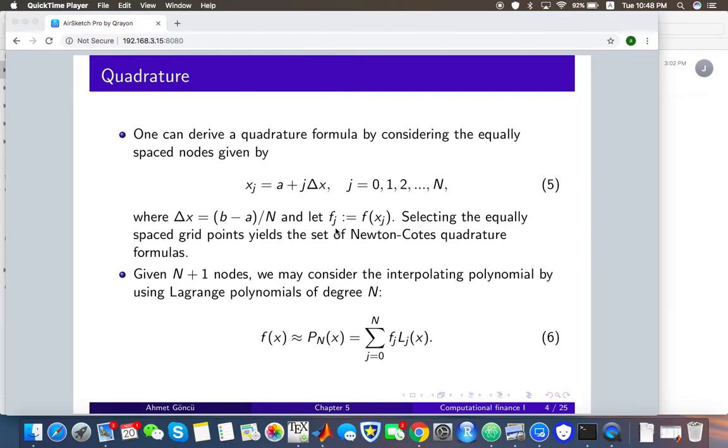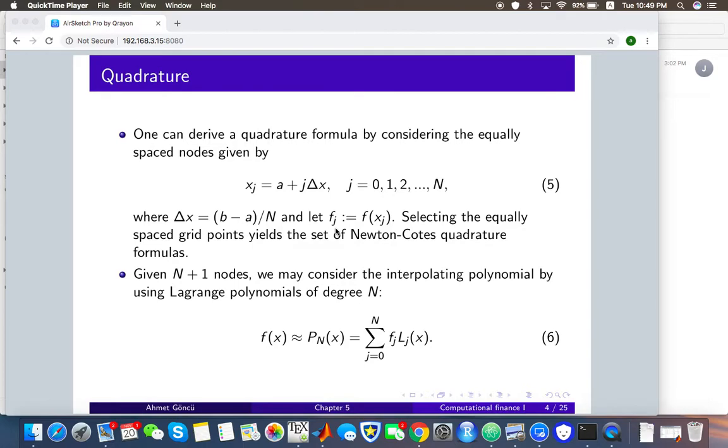So you can think of equally spaced grid points. So we can denote xj's in terms of the starting value a plus each step we will go by delta x. So this can be represented by j times delta x, and you can see that j goes from 0 to n, so we get all the values up to this b. So basically if we select such equally spaced grid points, this yields the so-called Newton-Cotes quadrature formulas.